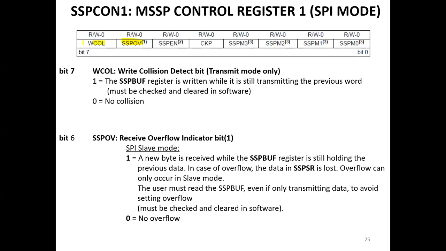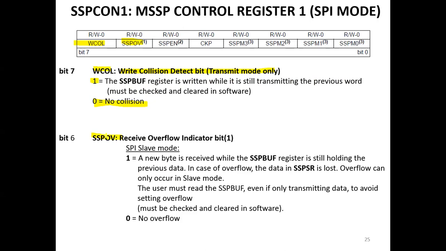We have another flag, which is the WCOL. So what does collision mean? WCOL is the write collision detect bit. So this will detect a collision. So if it is 0, there is no collision. But if this flag is 1, that means the SSP buffer is written while it is transmitting the previous word. So here it is a collision. Okay?